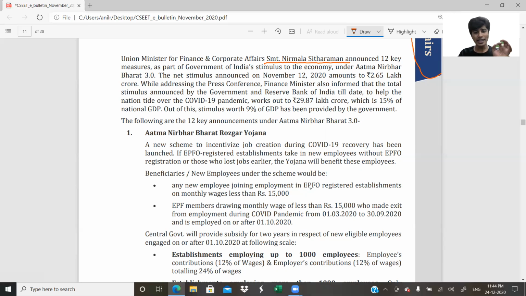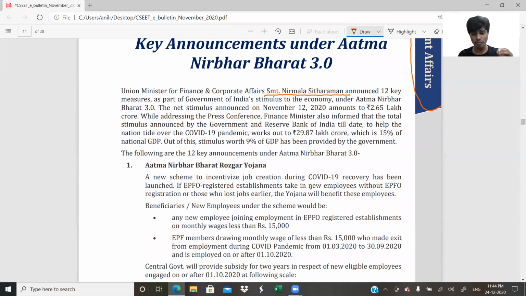In this scheme, that is 3.0, the amount of money issued is 2.65 lakh crores, which is about 9% of the entire 29.87 lakh crores of stimulus announced so far. I repeat, the stimulus announced so far by the government is 29.87 lakh crores, out of which 2.65 lakh crores was announced as a part of Atmanirbhar Bharat 3.0 on 12th November, which comes very close to 10% of the GDP. You get that? That's something we need to know.